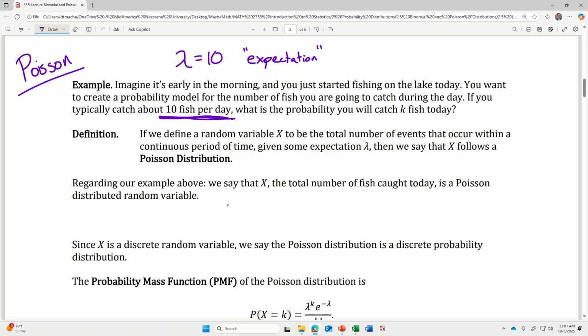But if I ask, what's the probability that I'm going to catch a specific number of fish today? Like, what's the probability that I'll catch exactly 10 fish? Or what's the probability that I catch exactly 9 fish or 15 fish? We can calculate that. We say that this is a random variable because we don't know what it's going to be until the end of the day when we count the number of fish in the cooler. But this is a Poisson distributed random variable.